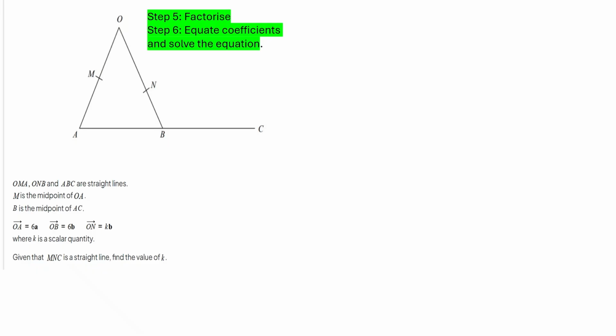Step 5 and step 6. Step 5 is to factorize, and then step 6 is to equate coefficients and solve the equation to find K. To begin with, we can quickly rewrite the vectors we calculated in the previous slide: MC equals 12B minus 9A and MN equals KB minus 3A.